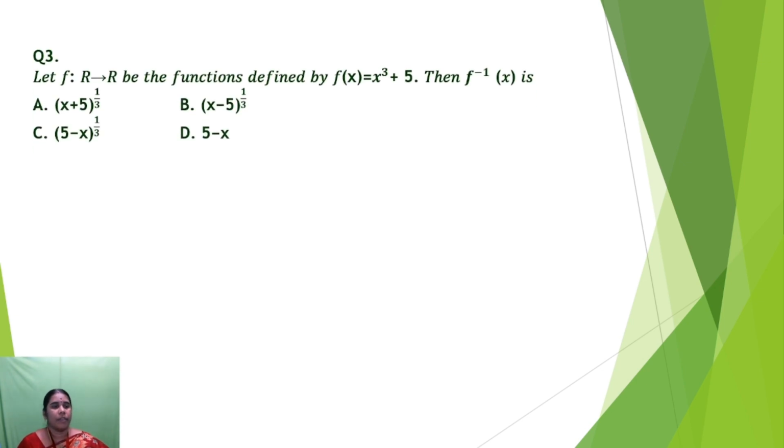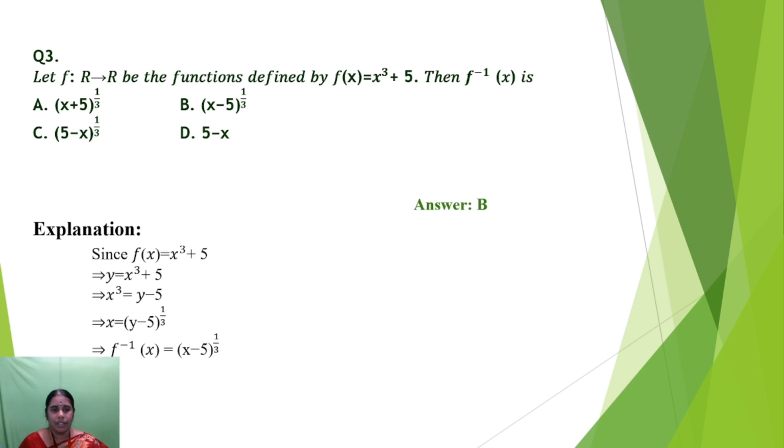Third one. Let f be a function from R to R defined by f of x is equal to x cube plus 5. Then f inverse of x is dash. They are asking about the inverse function. We have to calculate the f inverse of x. The option is B. How do we get answer B?